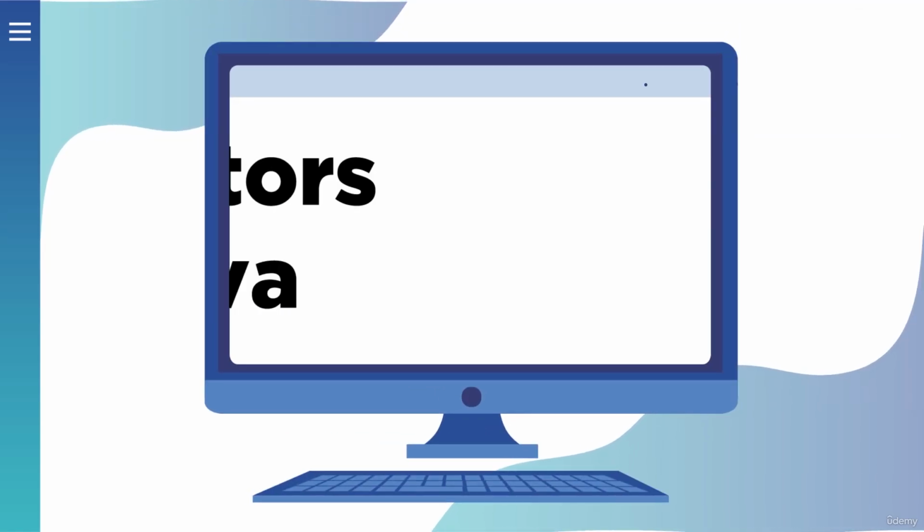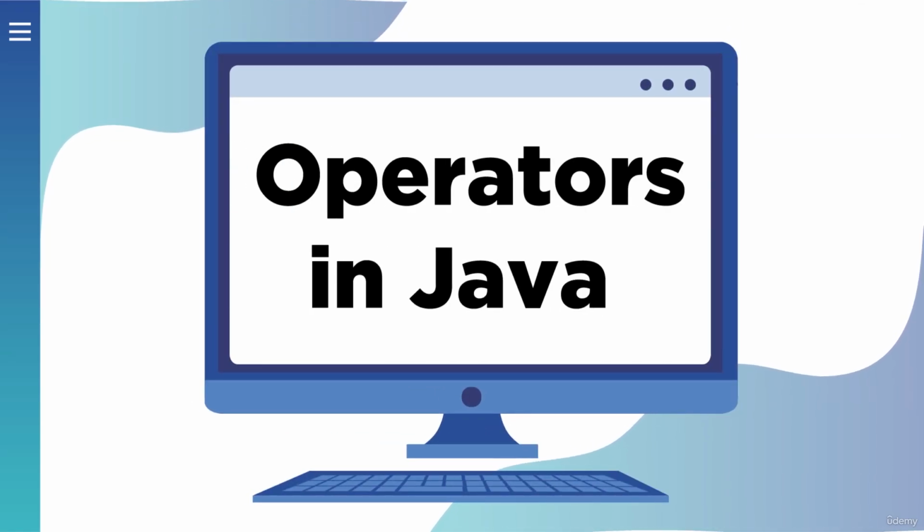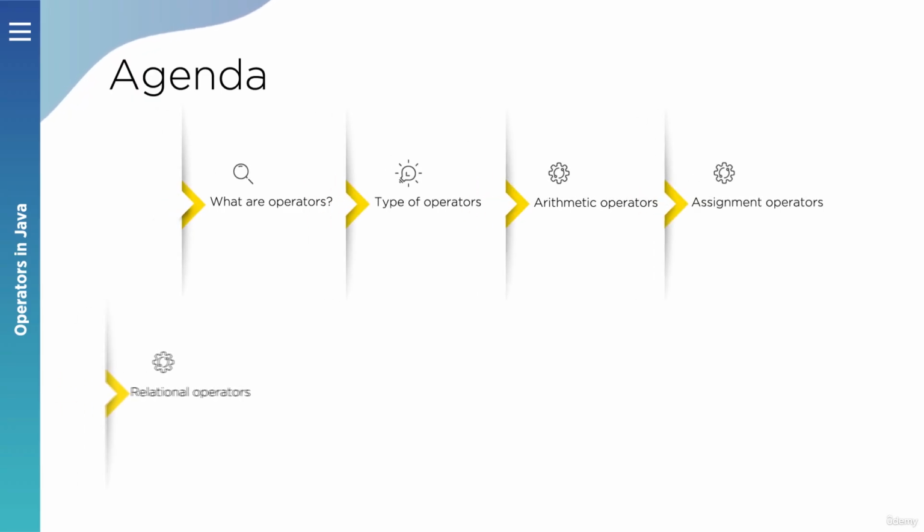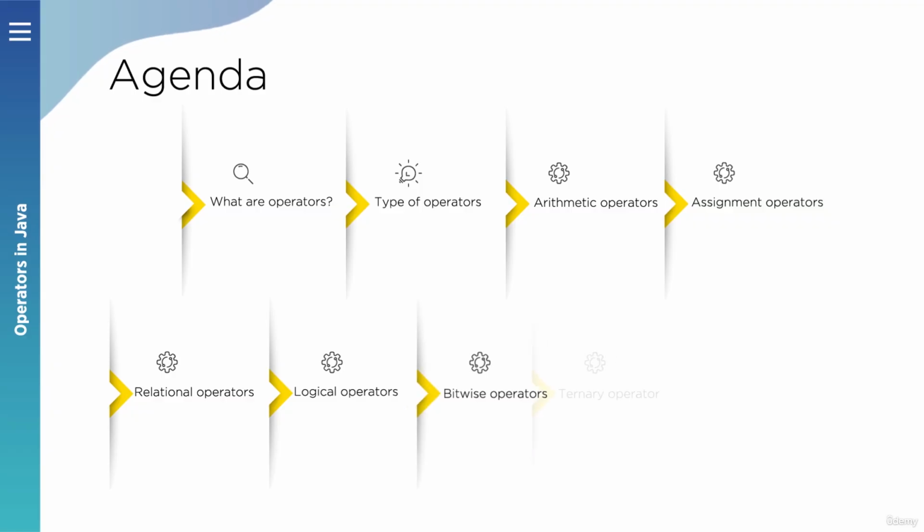Today we'll talk with you about operators in Java. What are operators? An operator is a symbol that performs a specific kind of operation on 1, 2, or 3 operands and produces a result. Operators in Java can be categorized based on two criteria.